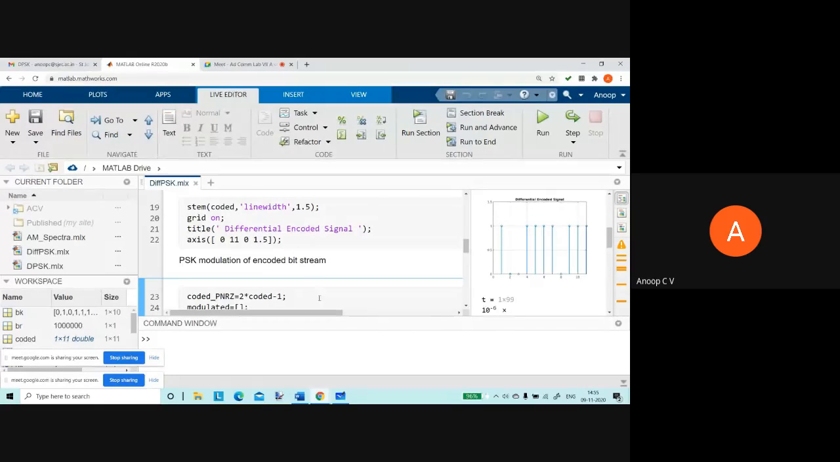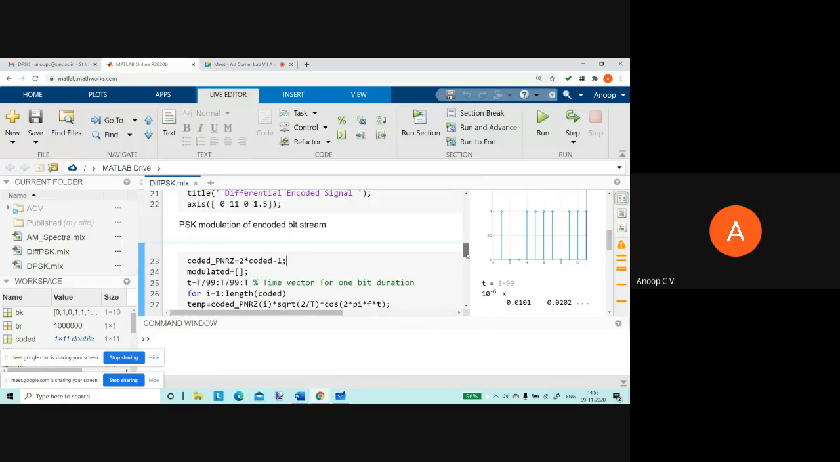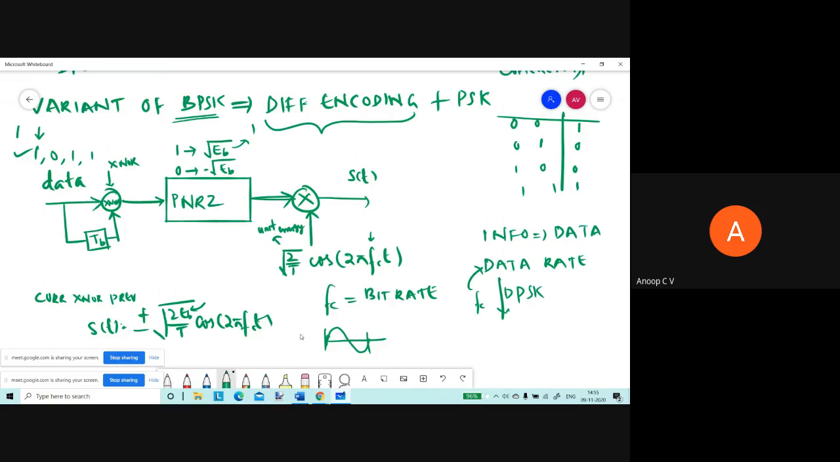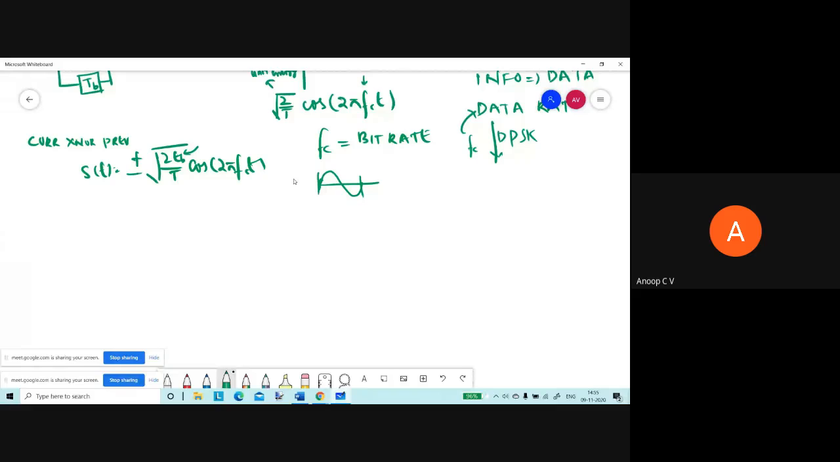So next we have to convert the coded bit sequence into polar non-return to 0. For that I'm using a very simple logic for this differential encoding. Just see here, if the bit sequence is 1 0 1 1, and I multiply this bit sequence by 2 and finally subtract 1 from each element, what do we get?